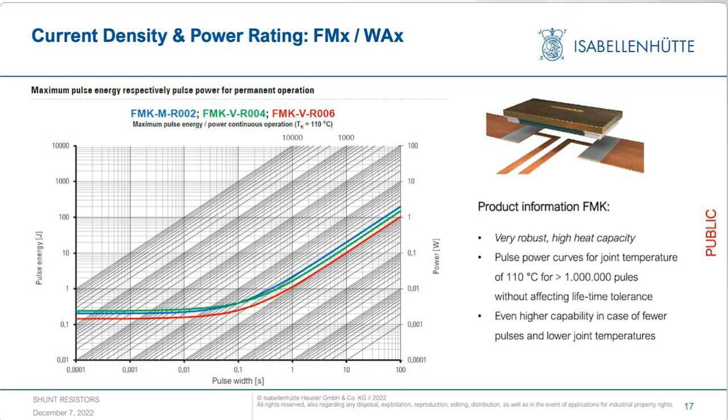On the left side of this graph, you see the maximum rating for short pulses, and as for the 4 milliohm, you see that we are close to a pulse energy of more than 200 millijoules, which is extremely high for such a small component. This regime is dominated by the heat capacity of the device, and as this is formed out of full metal, we have an extremely high heat capacity and thus a very good performance for the pulses.